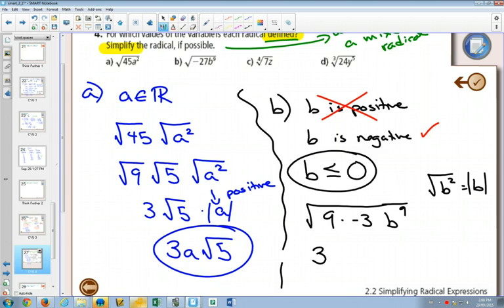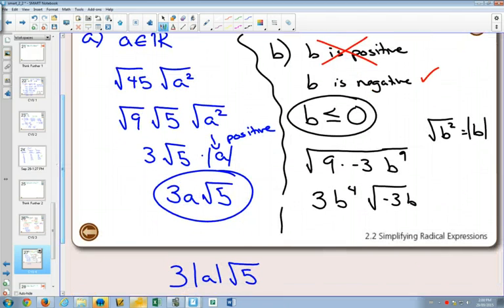So how many b squareds are there in b to the 9? Can you see that there's 4 of them, and there would be 1 b left inside? Okay, so the question is, why is it 4? Well, if I have b to the 9 inside a square root, that is the same as b squared once, b squared twice, b squared 3 times, b squared 4 times, and then 1 more b.